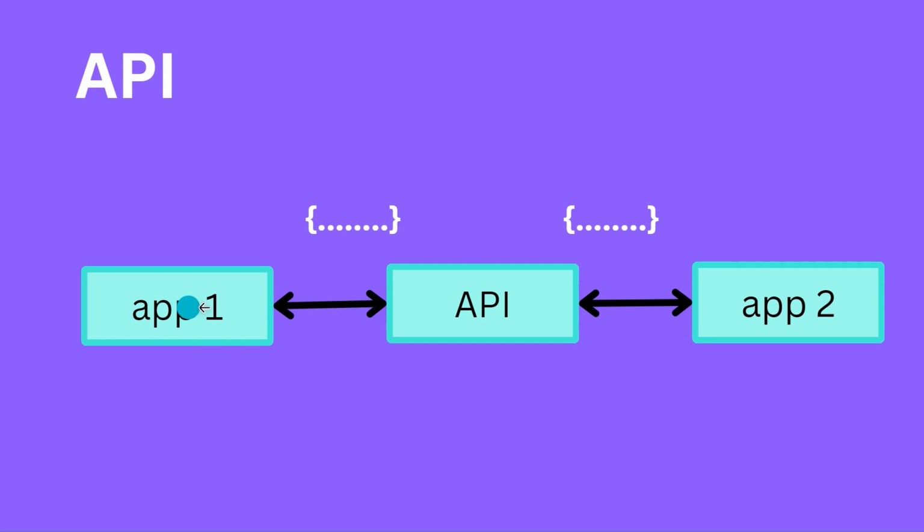In another scenario, if App 2 requires some data from App 1, the same case applies here also. It will request the API for the App 1 data, and the API will get the data from App 1 and store it within itself, and once the data is completely ready, it will send it back to App 2. This is the flow of data communication between App 1, App 2 and an API.